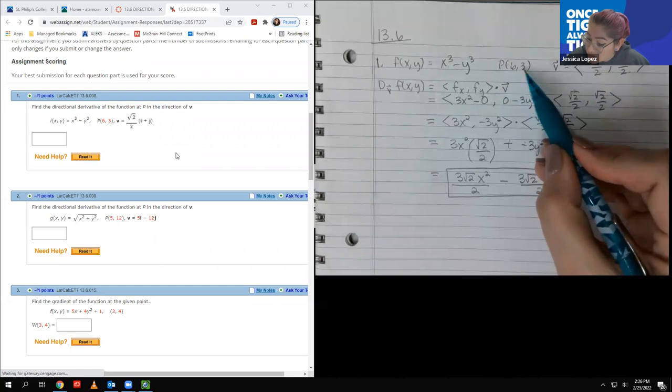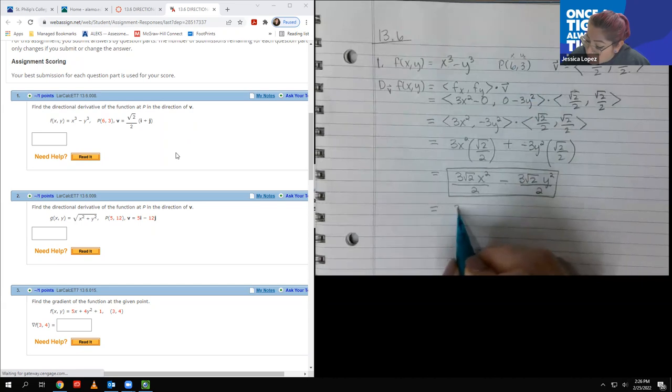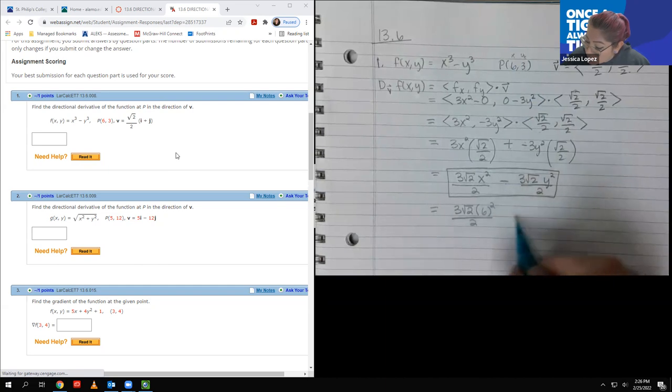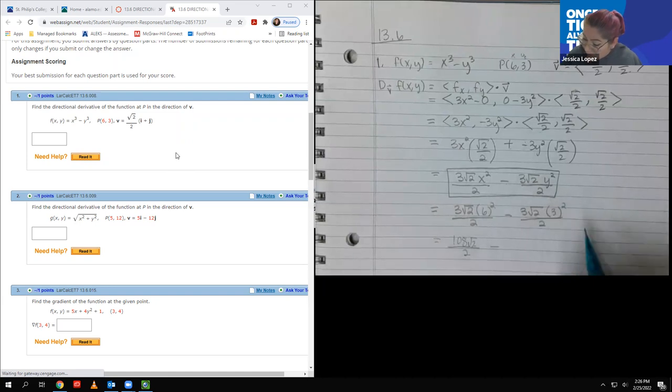My point was (6, 3), which means this is my x coordinate and this is my y coordinate. So this will become 3 square root of 2 times 6 squared over 2, and then 3 square root of 2 times 3 squared over 2. So this becomes 36 times 3, which is 108 square root of 2 over 2. And here we have 9 times 3, which is 27 square root of 2 over 2.